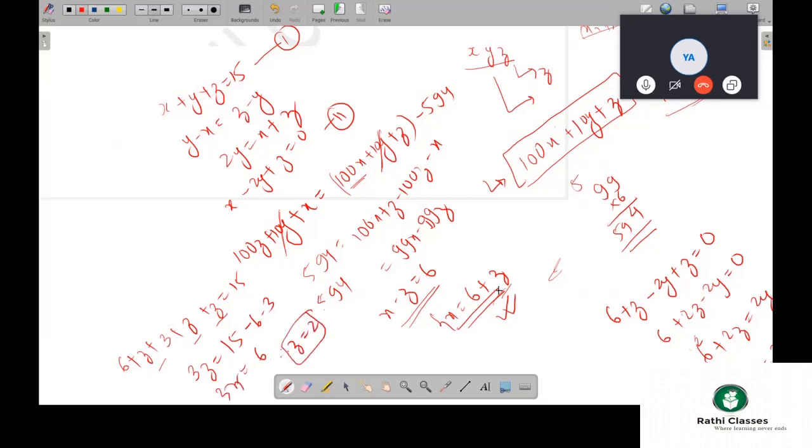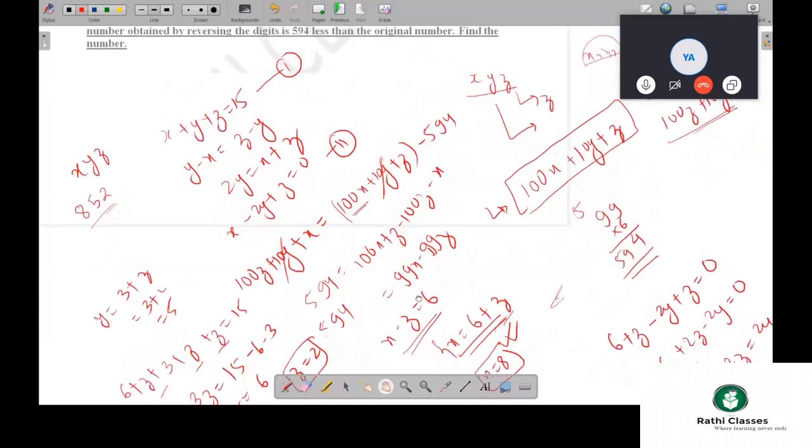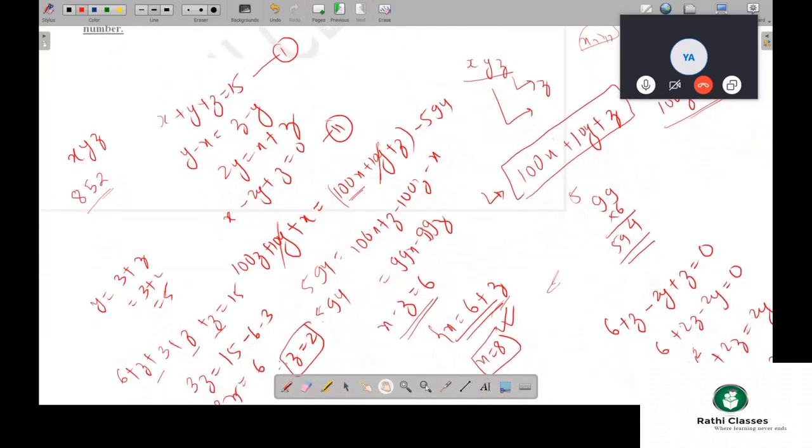Once you get z, what will be x? 6 plus 2, so x will be 8. And what will be y? y is nothing but 3 plus z, so it will be 3 plus 2, 5. So my answer in the digit form x, y, z will be 8, 5, 2. It is 852. I think the question asks for the number itself. So the number is 852.